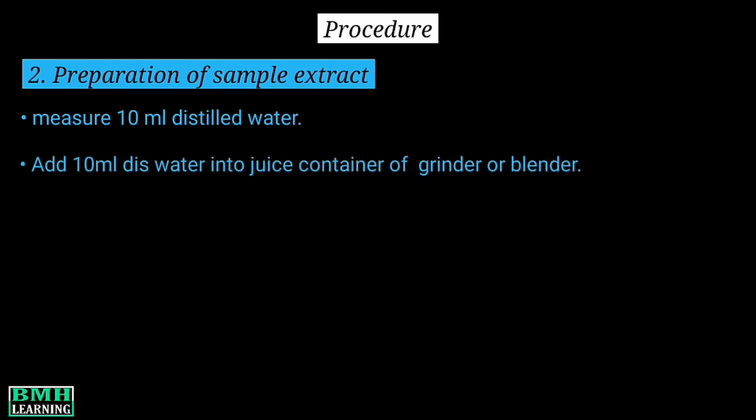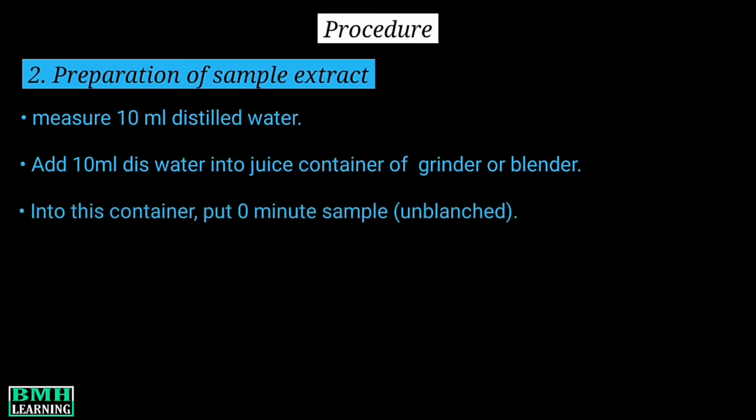Next is the preparation of sample extract. First, measure 10 ml distilled water in a measuring cylinder. Add the measured amount of distilled water into the juice container of the grinder or blender. Into this container, put the 0-minute sample. Grind it. Repeat it for the remaining 5 samples.